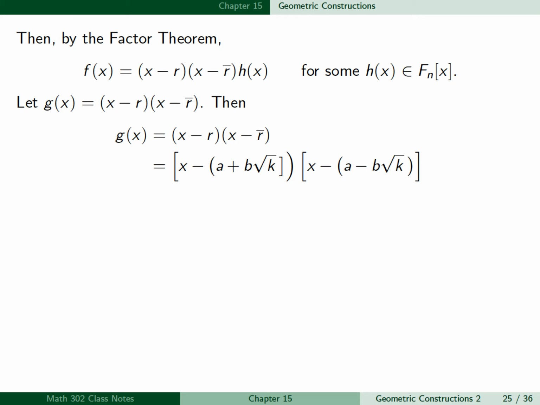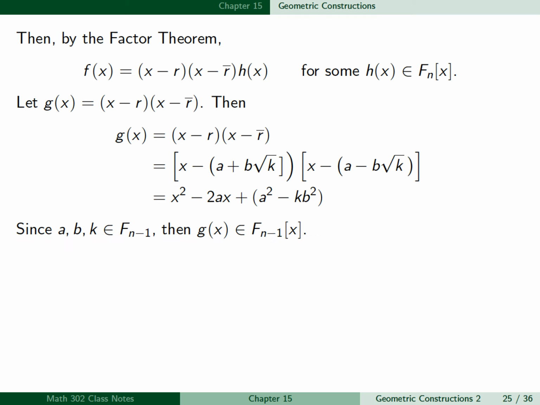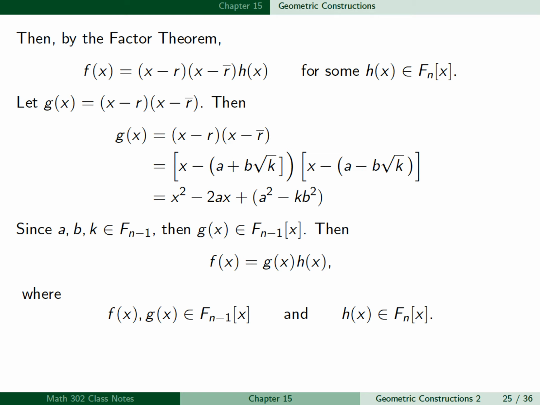In multiplying these two factors together, we're going to get x squared minus 2ax plus the quantity a squared minus kb squared. And since a, b, and k all belong to F_{n-1}, this tells us that g(x) is in F_{n-1}[x]. So then f(x) equals g(x) times h(x), where f(x) and g(x) belong to F_{n-1}[x], but h(x) belongs to F_n[x]. Lemma 15.7 then implies that h(x) actually belongs to F_{n-1}[x].